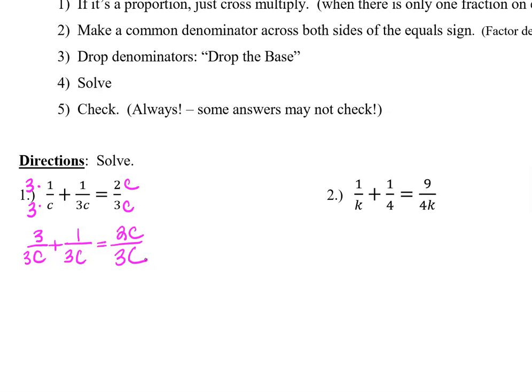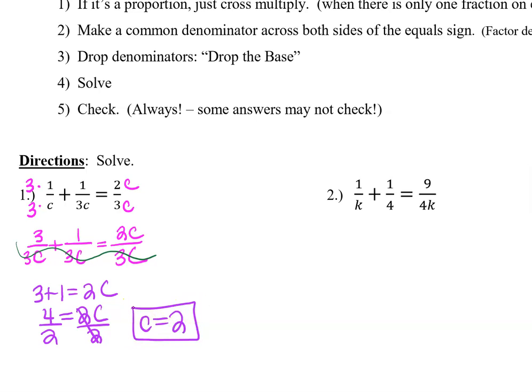Now the catchphrase I'm going to say is when the problem equates, you can drop the base. So I'm going to ignore this denominator, and I solve the numerator. So this is 3 plus 1 equals 2c. 4 equals 2c, so I can divide by 2. And c would equal 2.